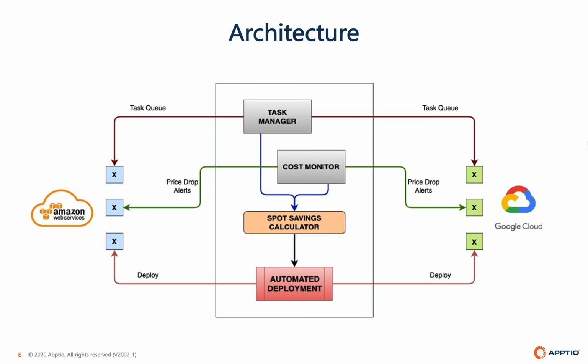The automated deployment service is an intelligent service which is hooked up to an Apptio service and can deploy the workload on AWS or GCP using Terraform and start up a Docker container on that instance to process a job.